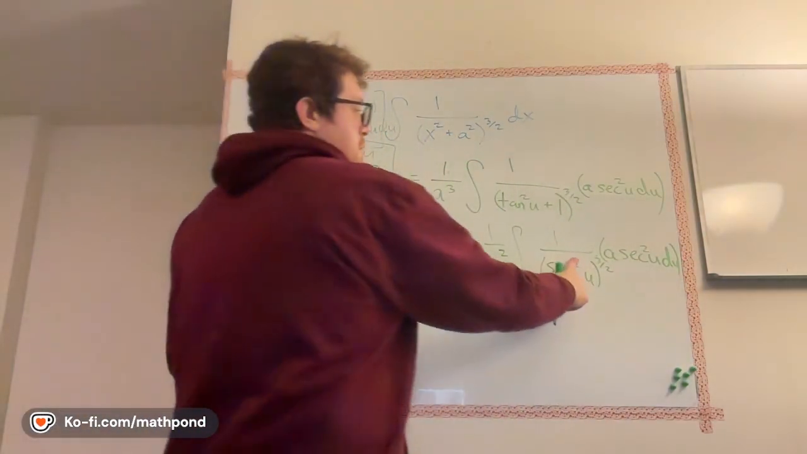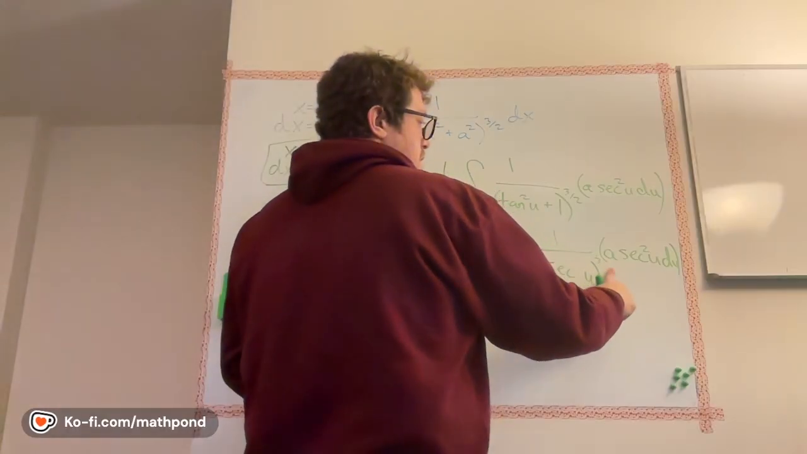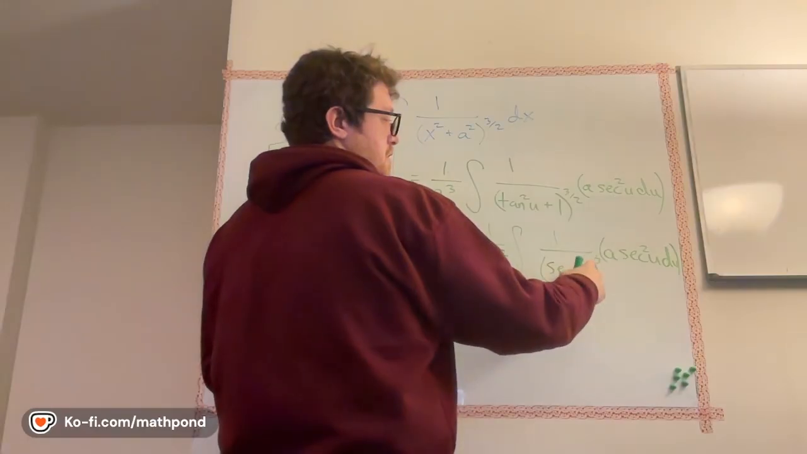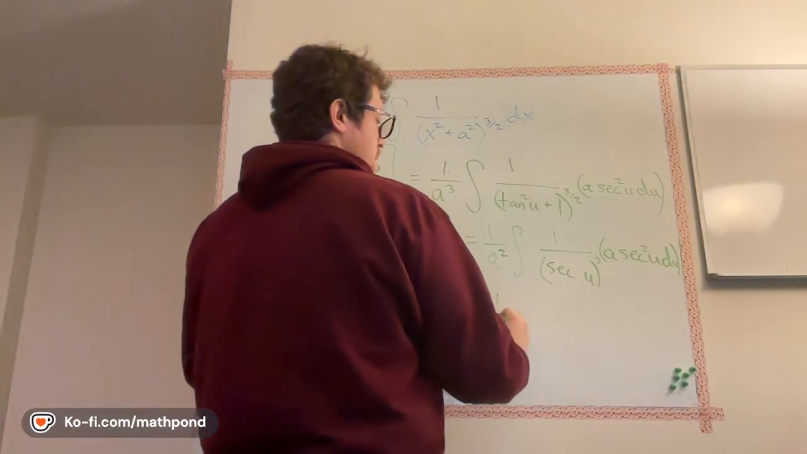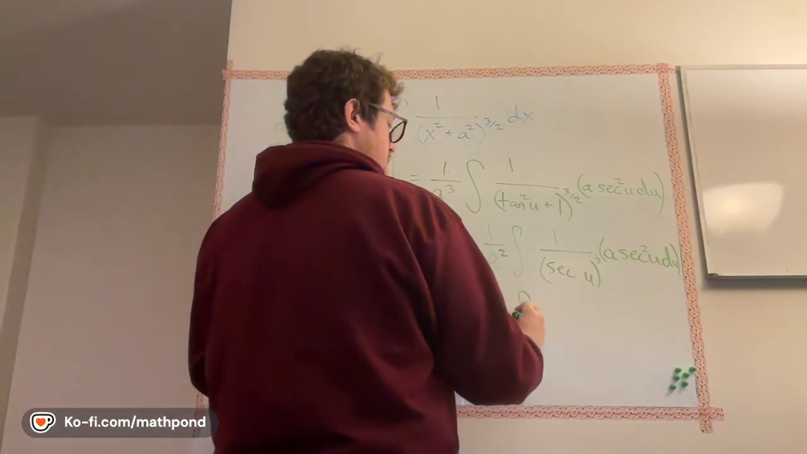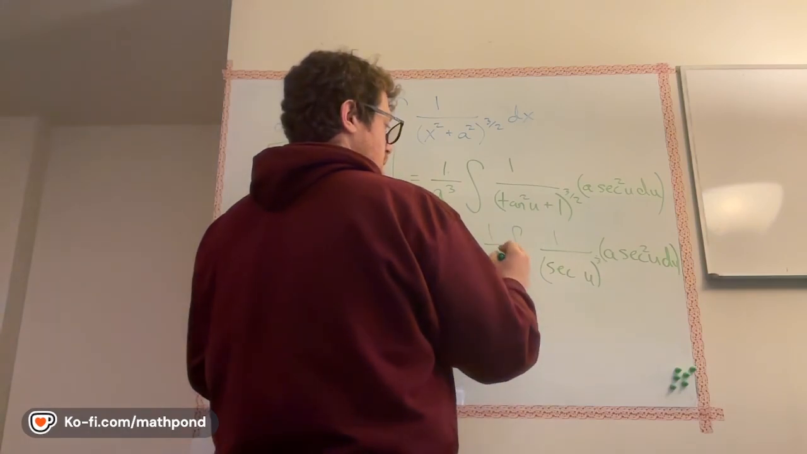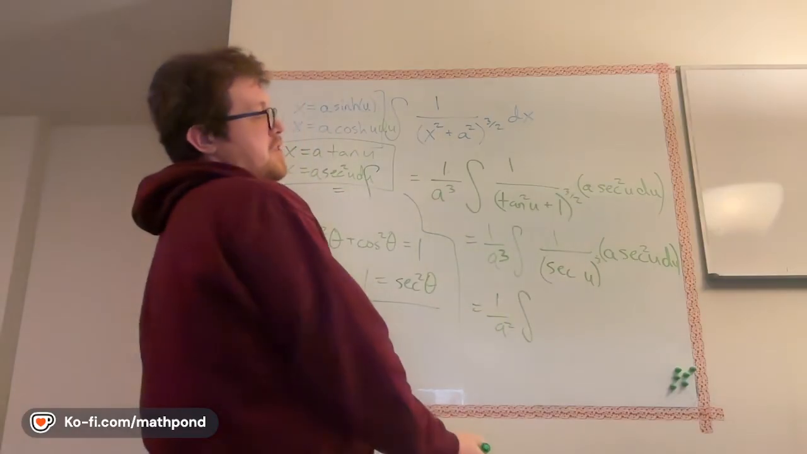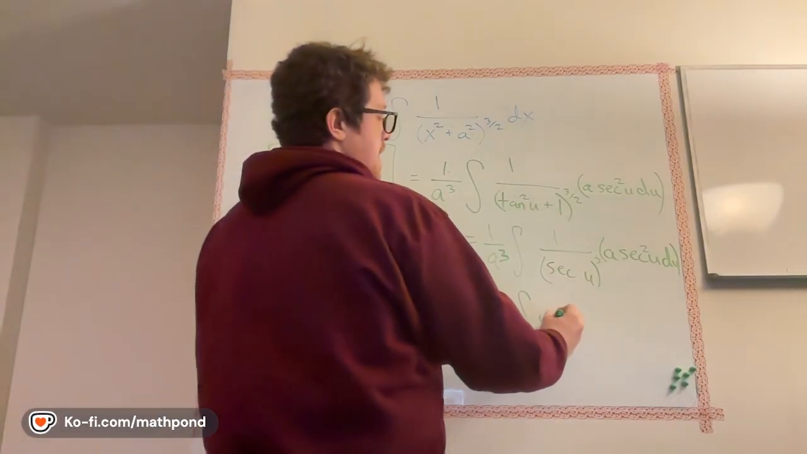Okay, so now the squares cancel here. Secant u cubed over secant squared, so it's just secant on the bottom. And 1 over secant is obviously just cosine. Okay, now we're good.